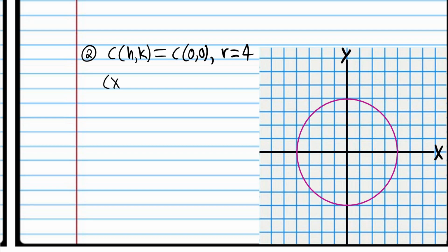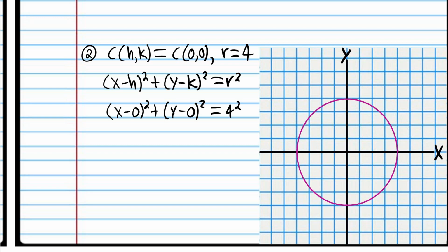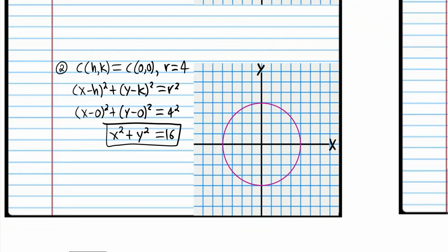So let's write the general form of the equation. I'm just going to write this just so you can see it over and over again. And let's plug in h. h is 0. And let's plug in k. That's 0 also. And r is 4. So we have x squared plus y squared is equal to 16. So that is the equation of that circle.